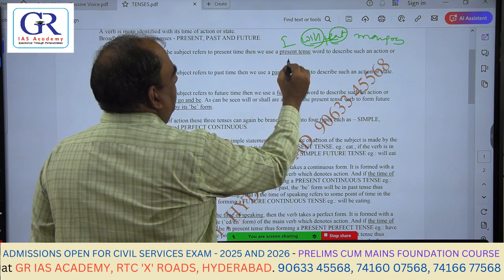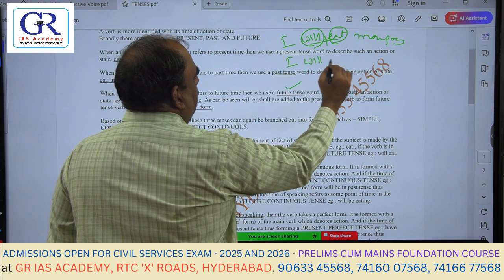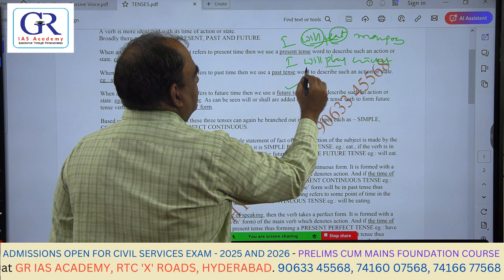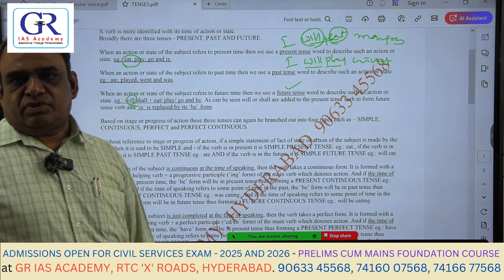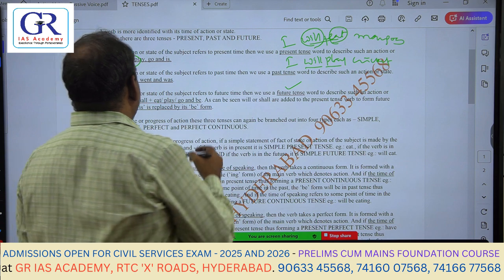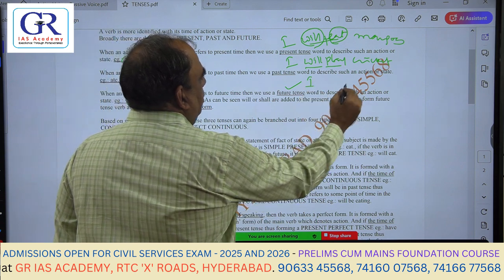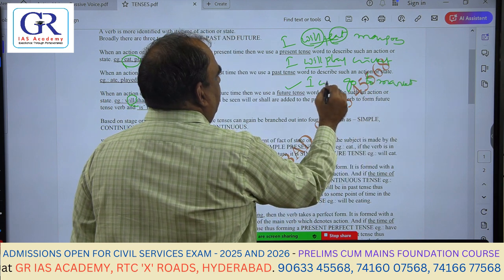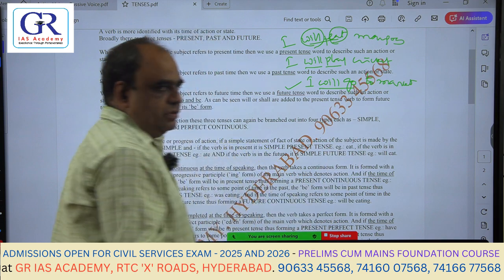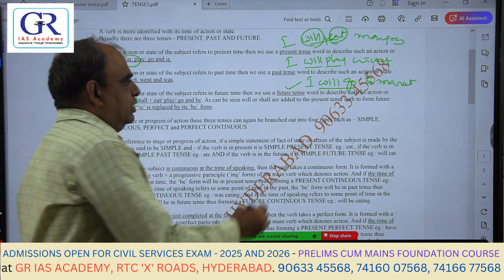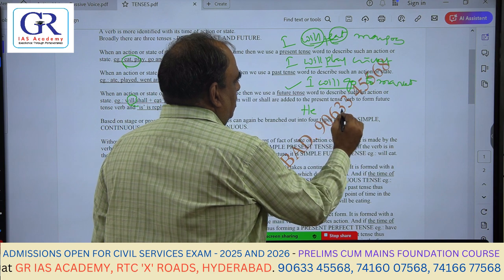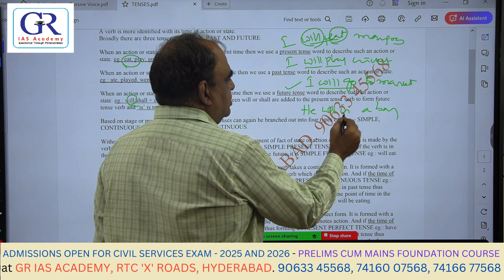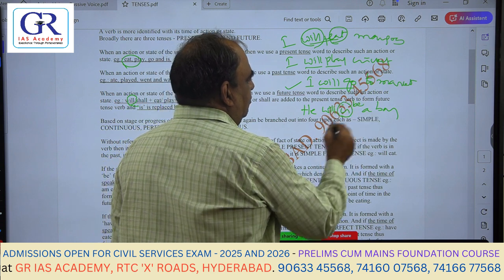I play cricket. I will play cricket. If you say I play cricket, it is present tense. If you say I will play cricket, it becomes future tense. Similarly, I go to market. Here it is present tense. If you add will here, this becomes future tense. Similarly, he is a boy. You add will here, this becomes future tense. However, is becomes be. He will be a boy.